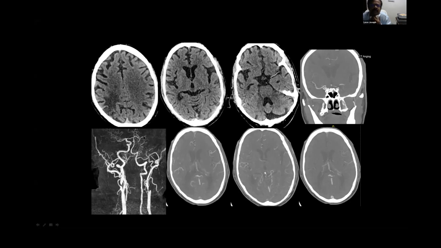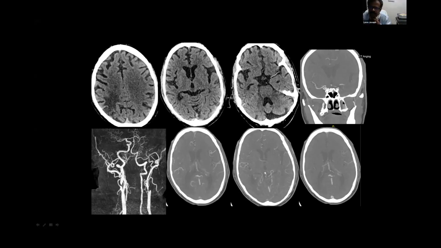But you are seeing significantly that distal M1 is occluded. Yes, sir. Coronal image also you can see. So you have to intervene. Okay, you can leave it also, raising the pressure, since the entire circle of Willis, entire MCA system is patent.